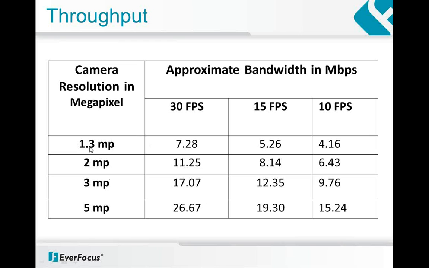So if you have a 1.3 megapixel camera at 30 frames per second, it's 7.28. Or if you have a 2 megapixel camera at 15 frames per second, you have 8.14.